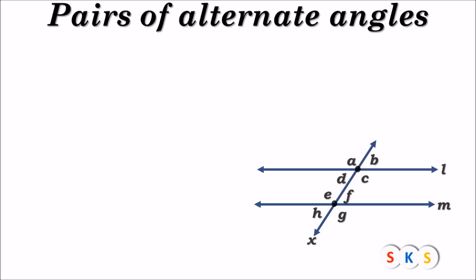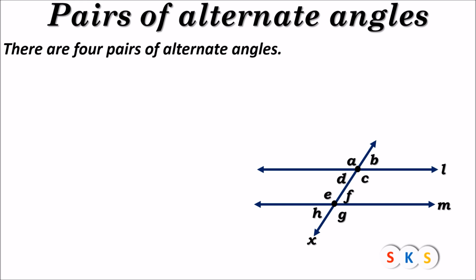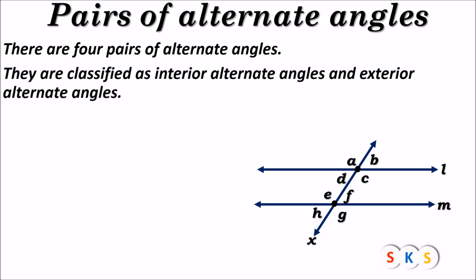Pairs of alternate angles. Here we have a figure. In this figure, line X is a transversal of lines L and M. There are four pairs of alternate angles. They are classified as interior alternate angles and exterior alternate angles. It means there are two pairs of interior alternate angles and two pairs of exterior alternate angles. First we will see interior alternate angles.